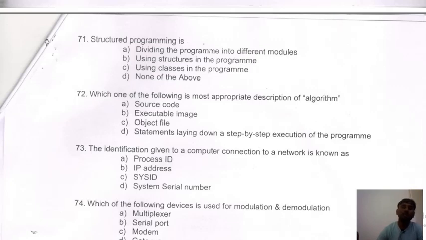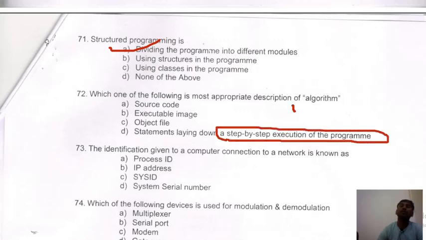Structured programming is any programming in which the program is divided into different modules. That's why it is called structured programming. So option A. Next: which one of the following is the most appropriate description of an algorithm? Not source code, not execution image, not an object file. A statement laying down a step by step execution of the program is called the algorithm. So option D.